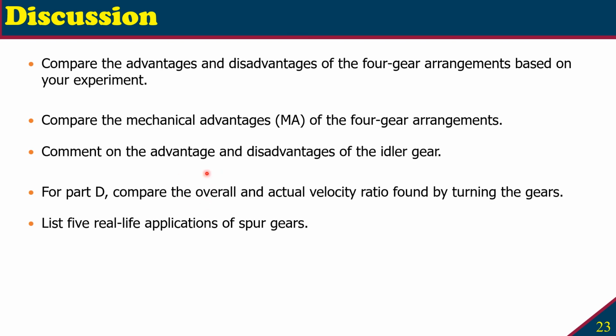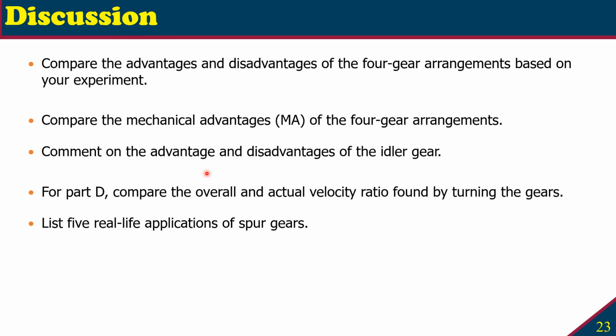So on the discussion section, you have to compare the advantages and disadvantages of the 4-gear arrangement based on your experiment. You'll have the mechanical advantage slope curve, so you will be able to compare for each arrangement the mechanical advantages, how they're smaller, bigger compared to each other, what is the advantages of having those. Then we have to compare the mechanical advantage, as I'm saying, for the 4-gear, and we have to comment on the advantages and disadvantages of each gear set, and then also the idler gear.